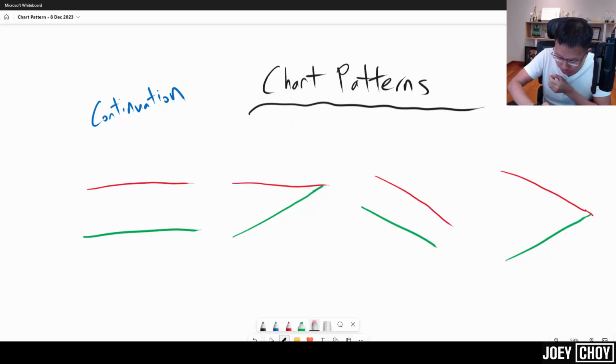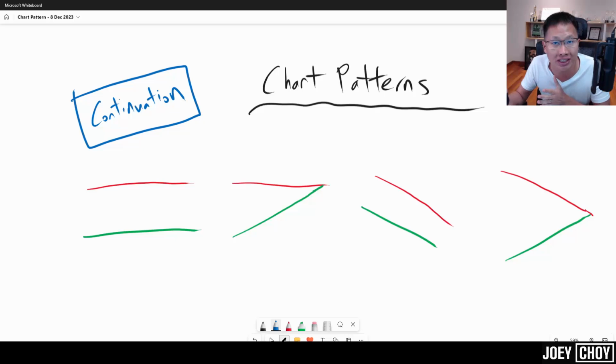So this is the word continuation pattern right here, whereby we are looking at a continuation in a trend. Let's just focus on the uptrend right now. That means the stock has been pushing up and we might see this pattern coming in, and it might continue the uptrend again if we do see such patterns. So the first one will be right over here, and this would be, I would say, one of the most common patterns that we see most of the time.